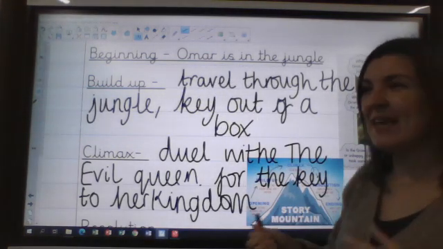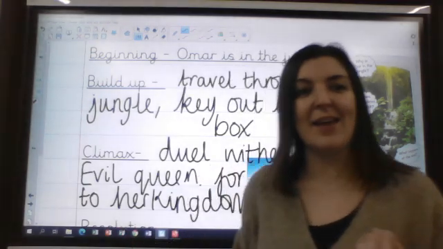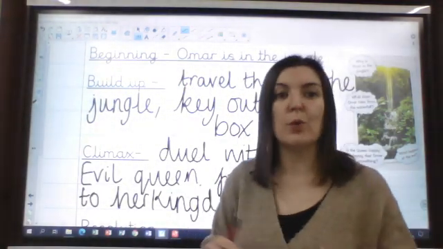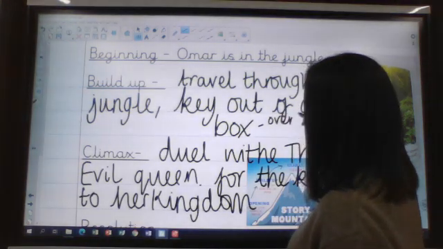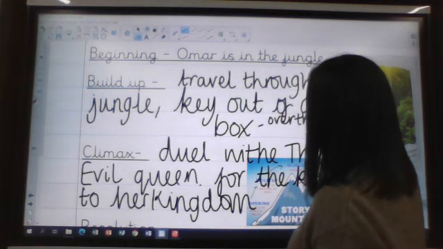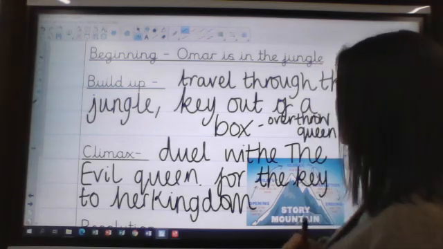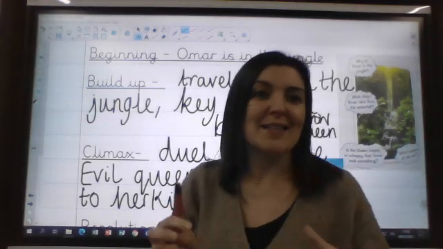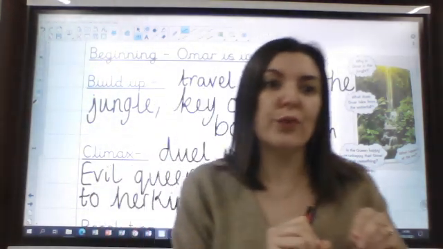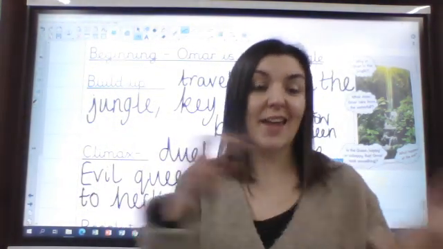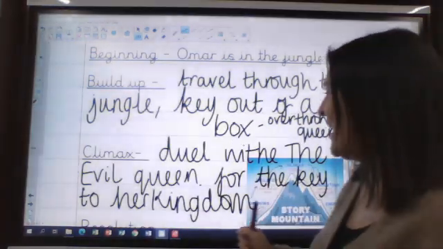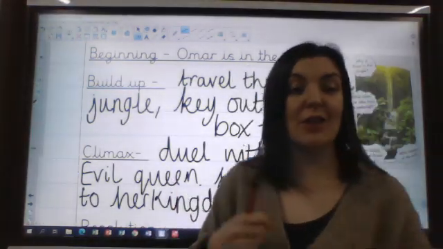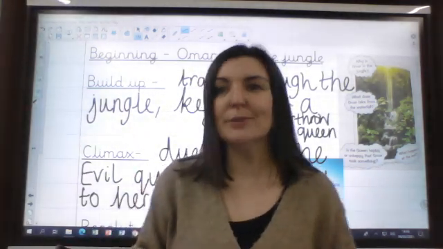So I'm going to have that he's taken the key to overthrow this evil queen. So I'm just going to add that here: overthrow the queen. Okay, so that's my build up. He's traveling through the jungle to retrieve this key from the waterfall, and it's the key to the kingdom and overthrowing the queen. So then he's going to have a duel with the queen for the key to her kingdom. So they're going to have this duel, this battle.